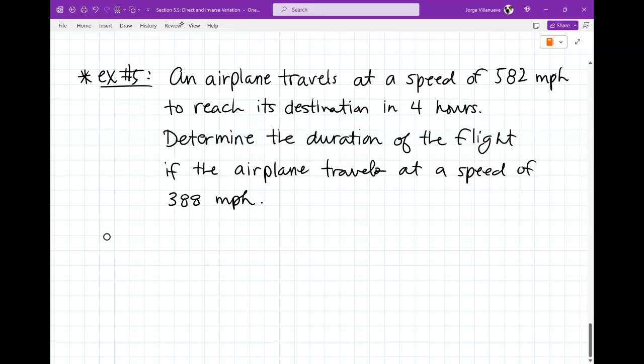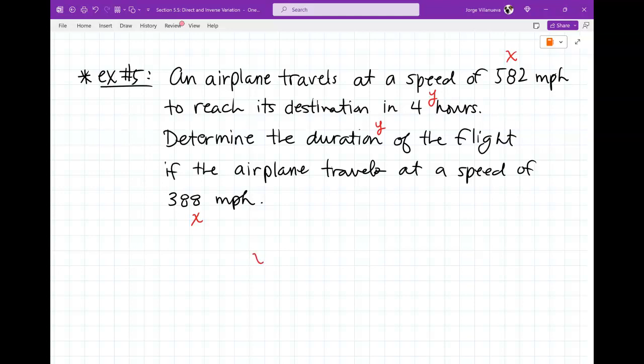Airplane travels at a speed of 582 miles per hour. So I'm going to let speed be x, to reach its destination in 4 hours. So I'll let time be y. They say determine the duration of the flight. That means I've got to find y if the airplane is traveling at the speed of 388. So they gave me x, right? Speed is x, time is y. I've got to solve for time.